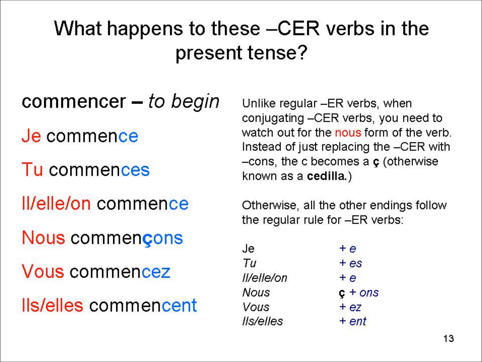Well, unlike regular ER verbs, when conjugating the CER verbs, you need to watch out for the new form of the verb. Instead of just replacing the CER with CONS, the C becomes a cedilla, a C with a little number 5, as I like to see it, underneath the C. The other forms, je, tu, il, elle, on, vous, and ils and elles, follow a mainly regular pattern.